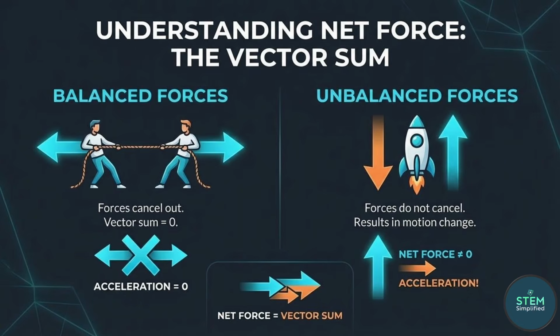When forces are unbalanced, they do not cancel. This results in a non-zero net force, which causes acceleration. The idea is that net force, found by adding forces as vectors, determines whether an object's motion changes.